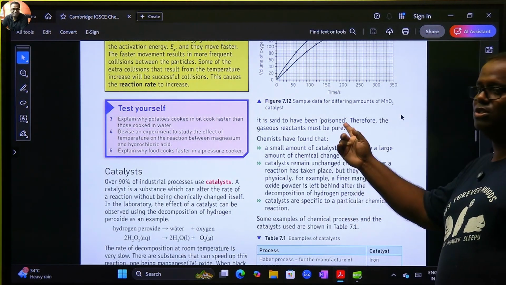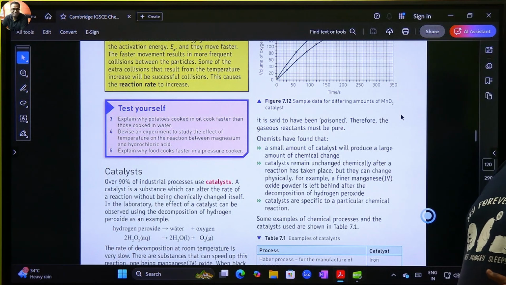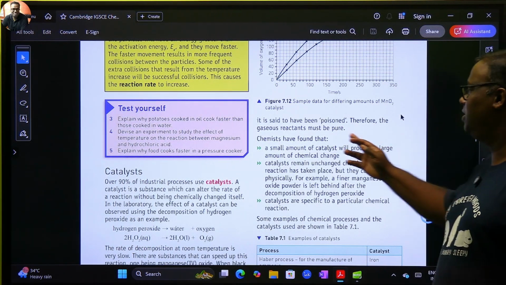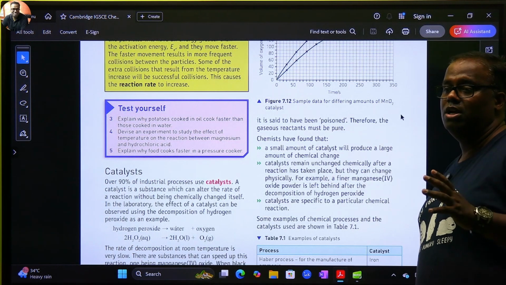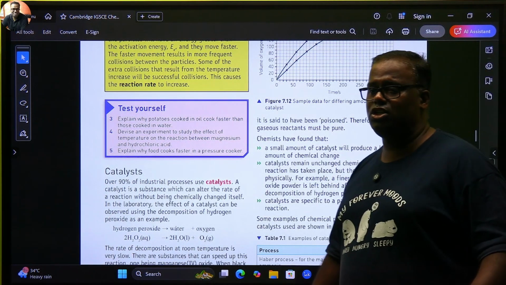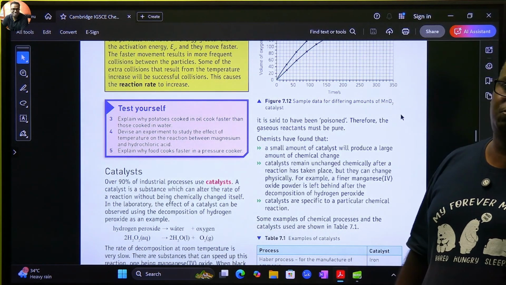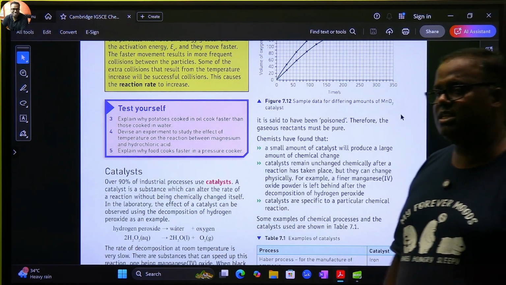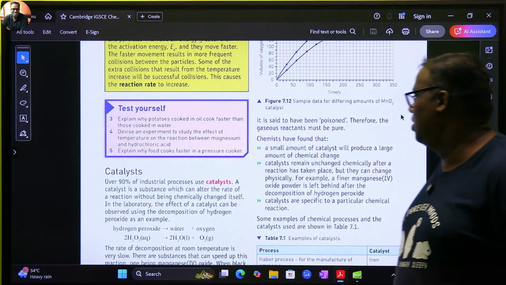And the word they use is called poisoned. Poison means once the catalyst purity has been affected, it is said to be poisoned. Therefore, the gas reactants must be pure. So the reactants that you are taking should be pure. In other words, the reaction should be conducted in an absolutely pure environment. Nascent environment, N-A-S-C-E-N-T. We use the word nascent environment.